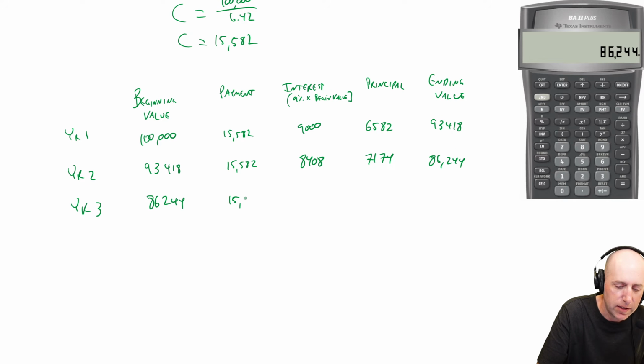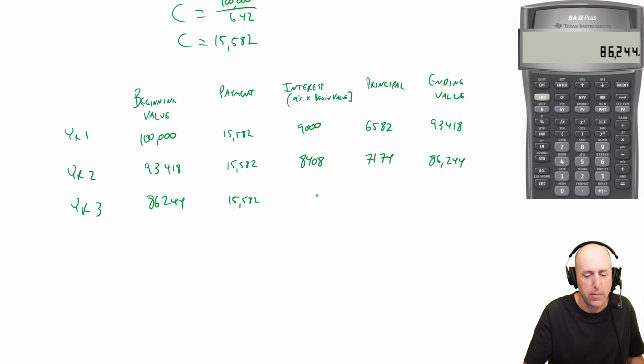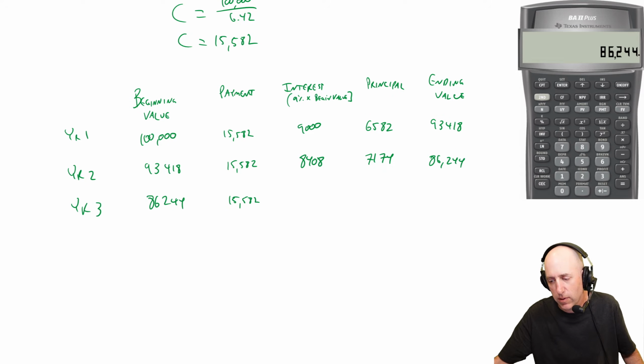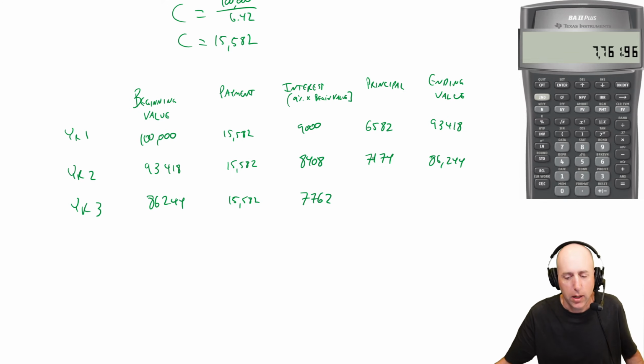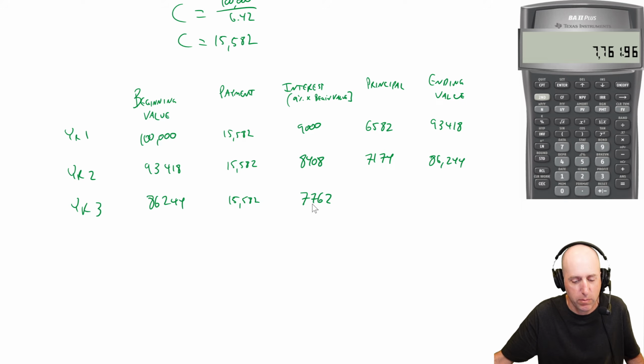Okay, last one. Start with 86,244. I make a $15,582 payment. How much of that went to interest? Well, 86,244 times 9% is 7762. And the principal then, if it's a $15,000 repayment, 7,700 is interest, almost half. It's basically almost right on the nose, half.